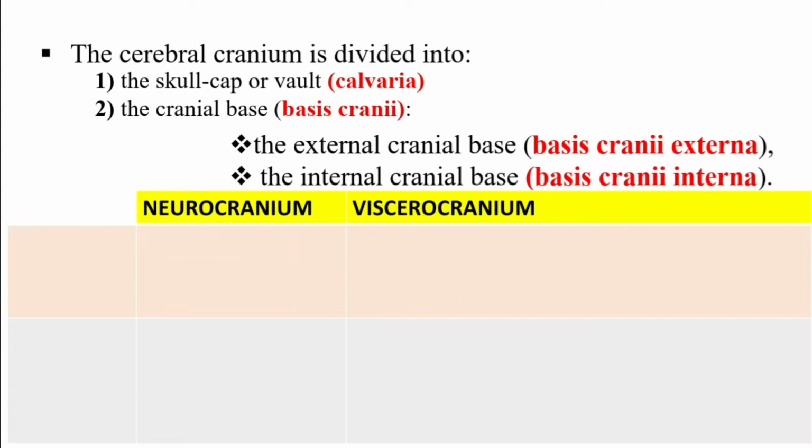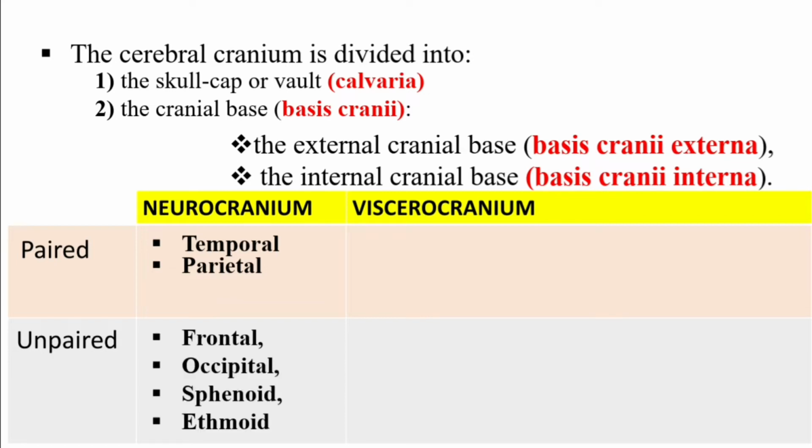So this is the basic classification you need to know about the bones of the skull, like all of them. So I told you, you divide it into what? Neurocranium and viscerocranium. And these bones, some of them are paired and some are unpaired. So starting with the bones of the neurocranium, the paired bones are temporal and parietal bones. Only these two are paired, temporal and parietal. Unpaired bones include the frontal bone, occipital bone, sphenoid bone, and the ethmoid bone. That's all about the neurocranium.